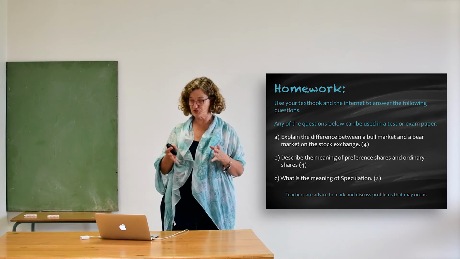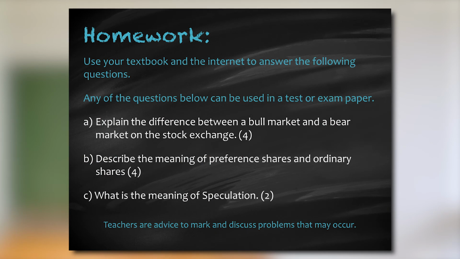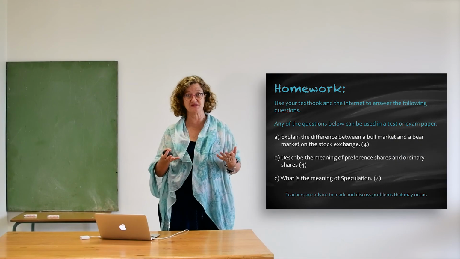You can use your textbook and the internet to answer the difference between a bull market and a bear market on a stock exchange. You can look at the difference between a preference share and an ordinary share. And then lastly, what is speculation? You can speculate not only by buying shares at a low price and waiting until the price is much higher and then selling it. The main purpose of this is to maximize profits.